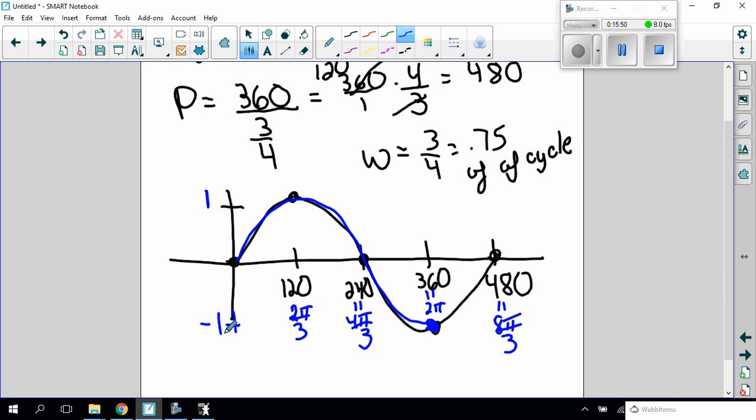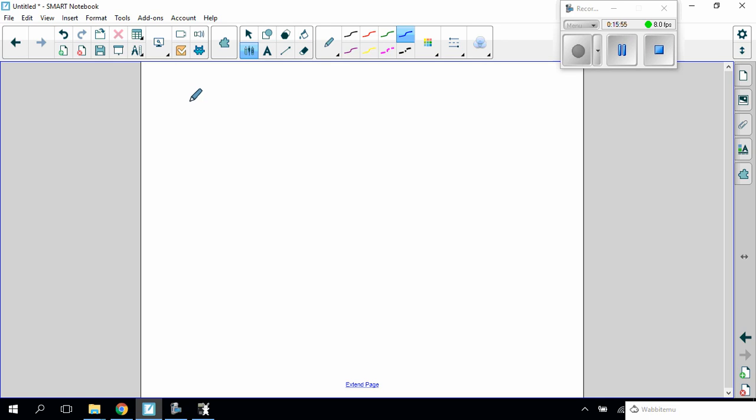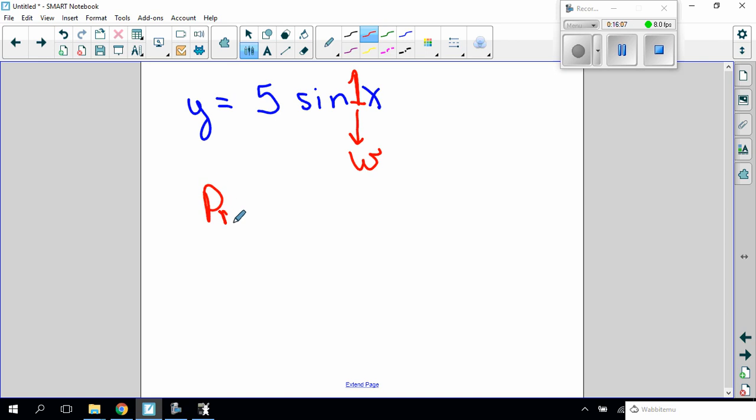By the way, that's the hardest part about the lesson today: that front number out front, A. So, y equals 5 sine x. Notice the frequency is 1. It doesn't really have a P new. It's 2 pi over 1. Hey, guess what? The period is still 2 pi. This is the vertical scale.